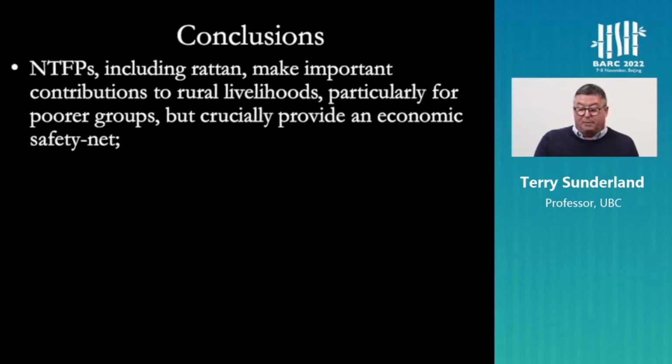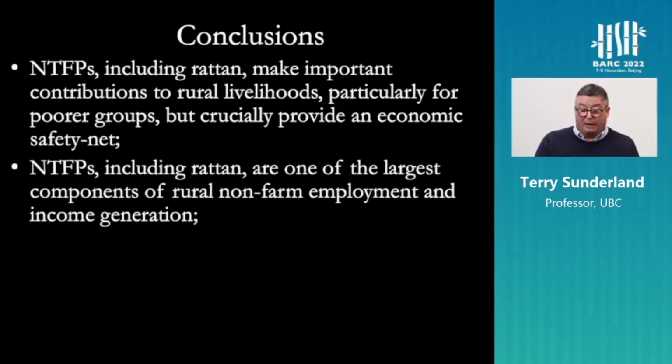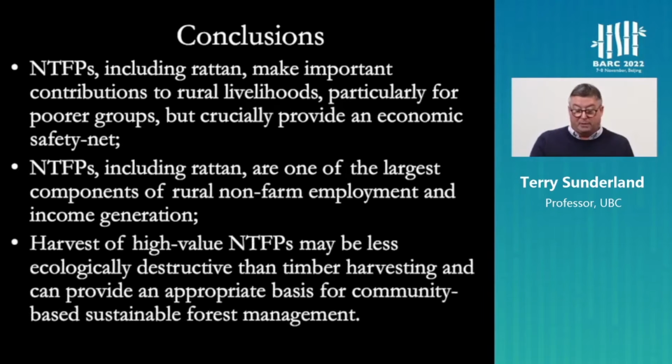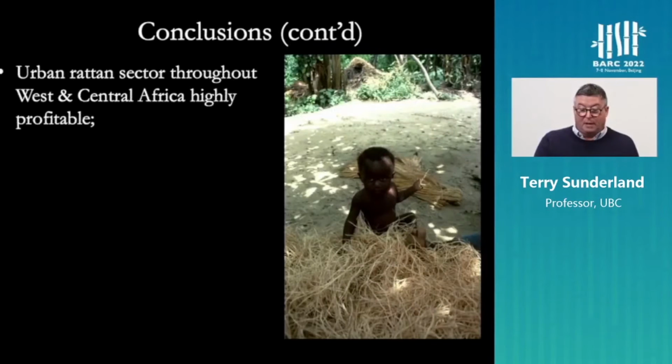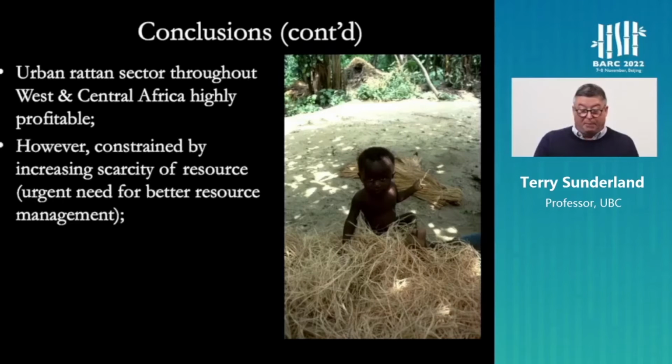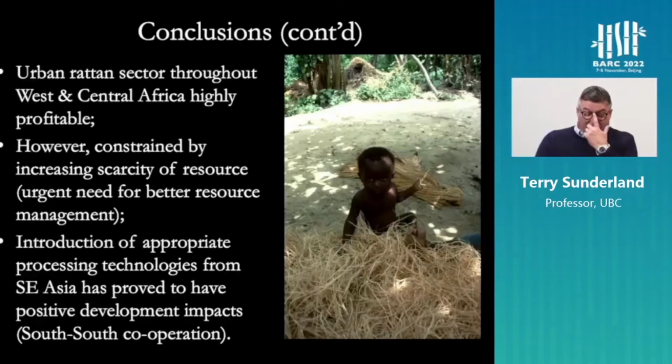So in conclusion, these non-timber forest products, particularly rattan, are very important for rural livelihoods and provide an important economic safety net. They comprise one of the largest components of rural non-farm employment and income generation. And we know that the harvesting of non-timber forest products is considerably less ecologically destructive than timber or other forest resource use. It's highly profitable, but we're constrained by the increasing scarcity of resources. We need urgently to manage these resources much better.